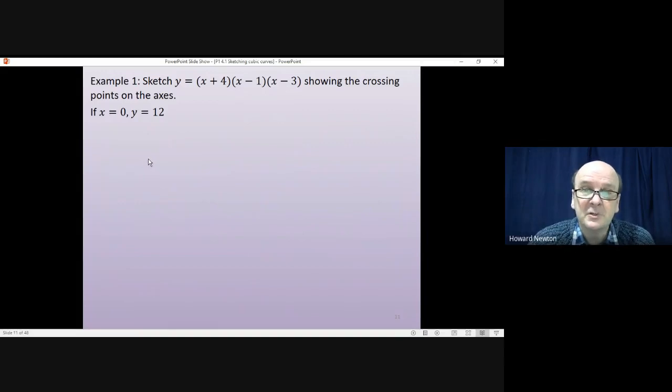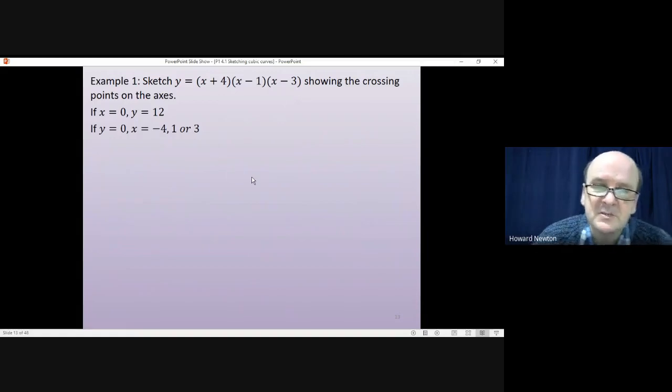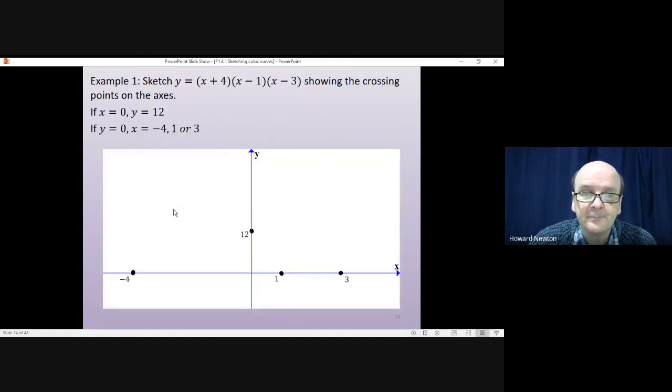To find the crossing point on the x-axis, you say what happens if y equals 0. Now, if y equals 0, then there are 3 possibilities. Because this has been factorized, you can go straight to the answer. If the first bracket is 0, that means x is minus 4. If the second bracket is 0, x is 1. And if the third bracket is 0, then x is 3. So 3 crossing points on the x-axis, and 1 crossing point on the y-axis.